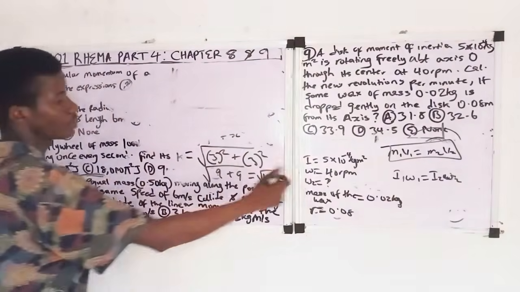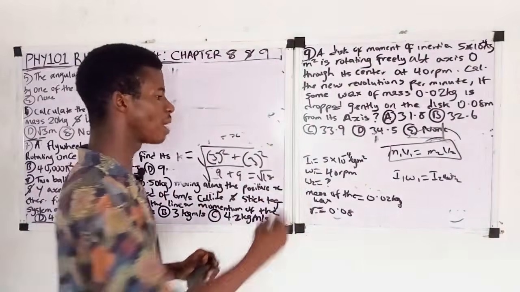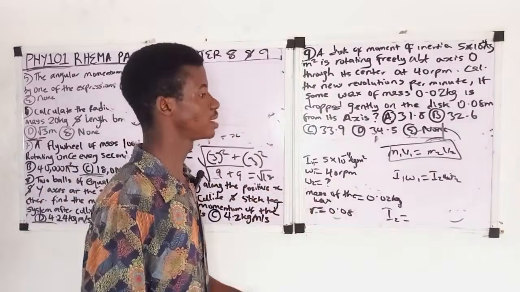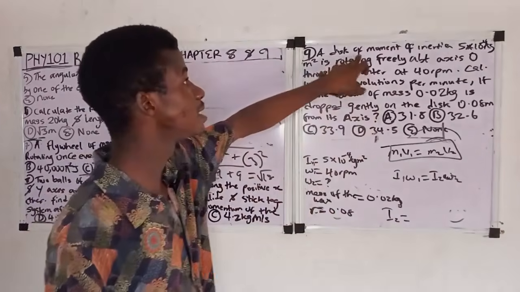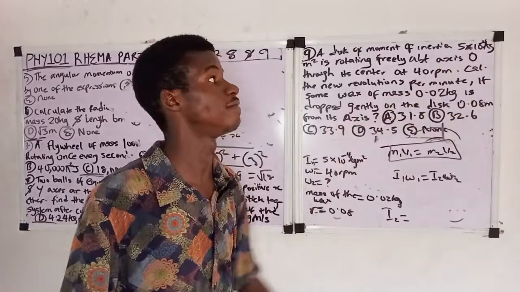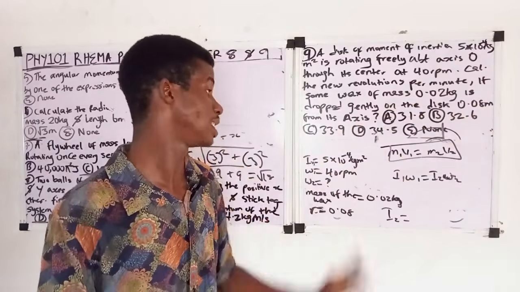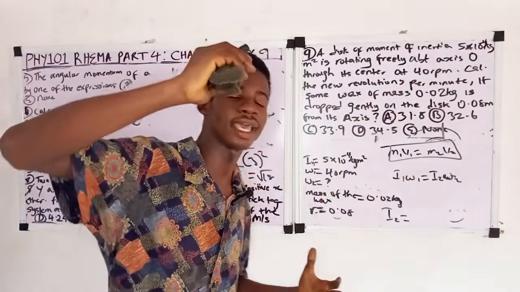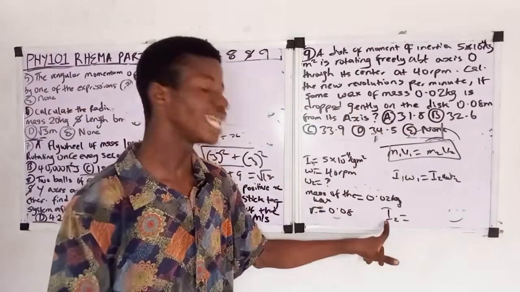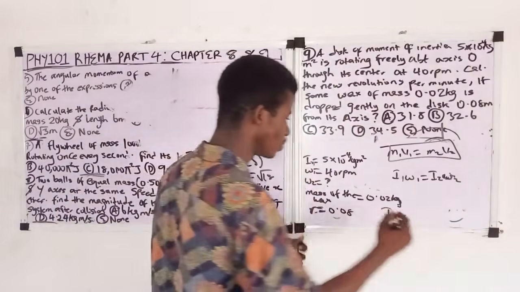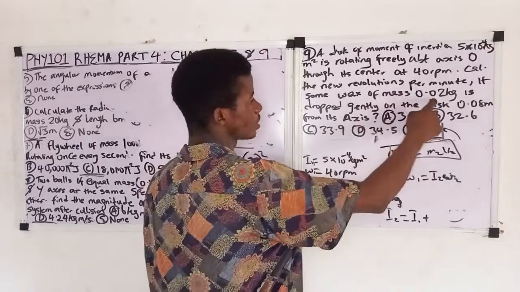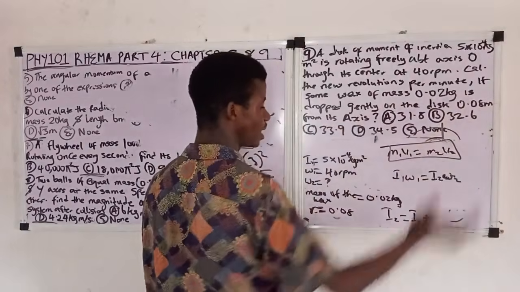So our I1 is this. Now you may ask, what about I2? If you look at the moment of inertia of the disk, it was 5 times 10 raised to minus 4 initially. But when wax was dropped, the moment of inertia increased. Initially it was I1, then wax was dropped, with the mass of the wax and its distance from the axis.